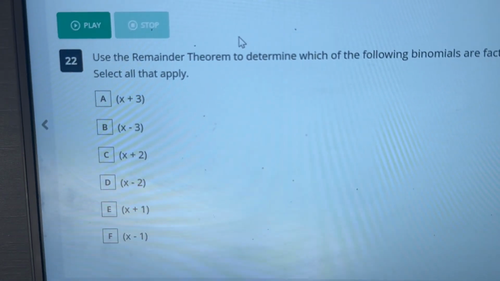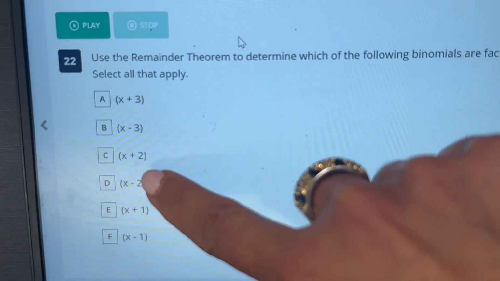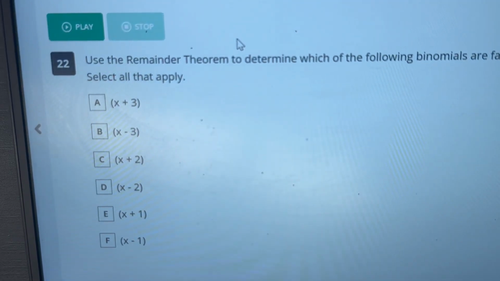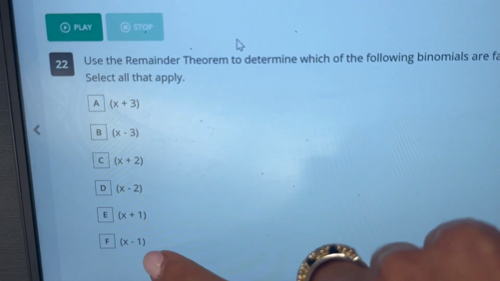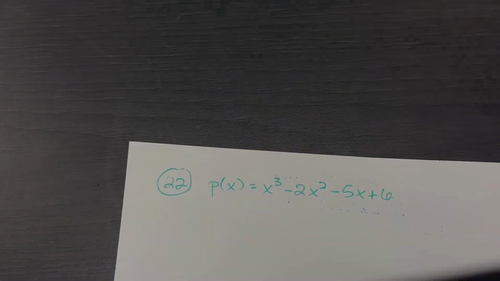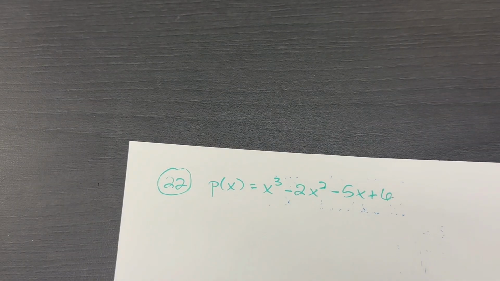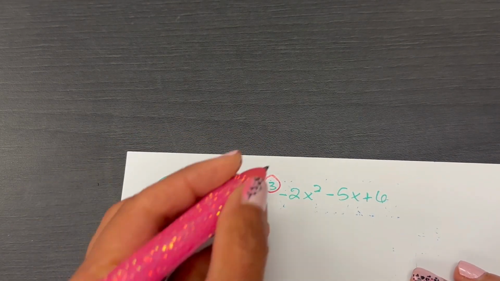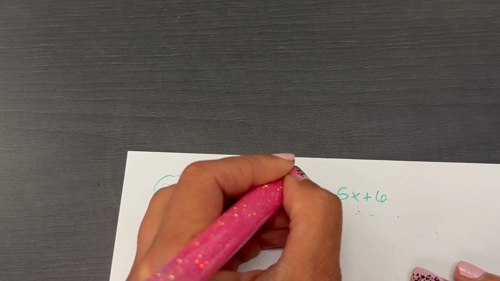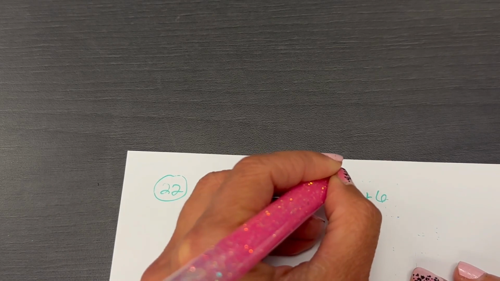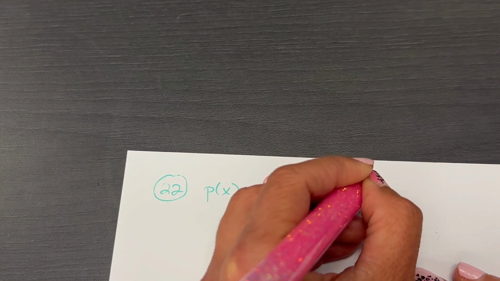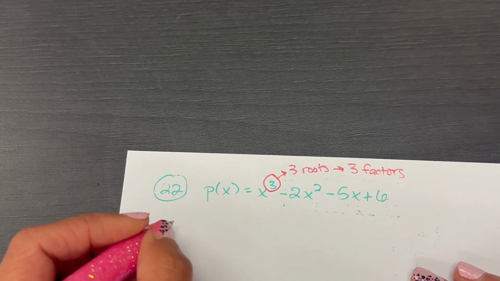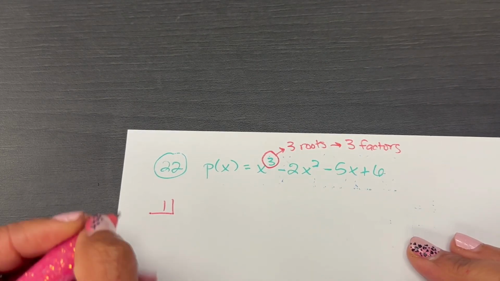So in synthetic division, I want to try a 1, a -1, a 2, a -2, a 3, or a -3. Remember, we always start with a +1 first, so I'm going to check F first then, and then we go from there. Also, FYI, I should only be selecting 3 answers because that means that there are 3 roots, which means that there are 3 factors. Okay? So I'm going to try the 1 first in the corner box, synthetic division.